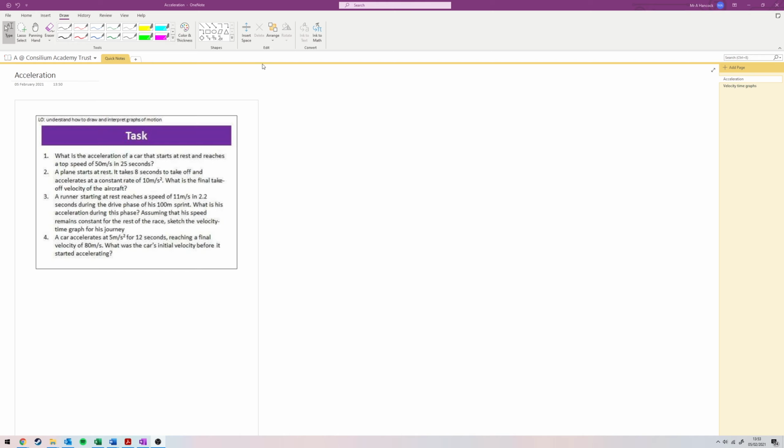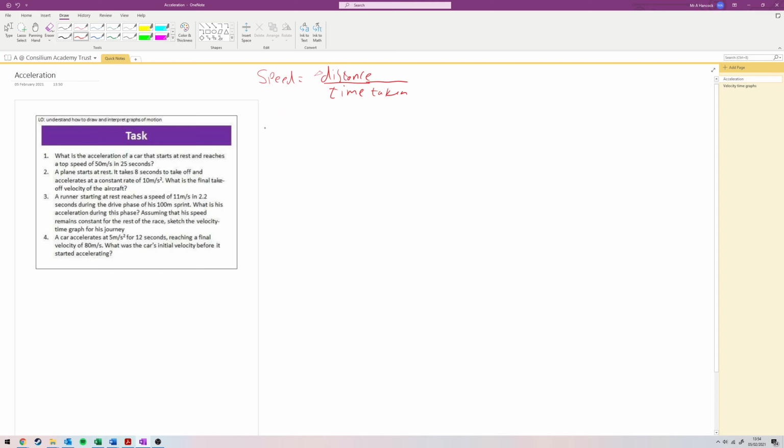So from last lesson we should remember that speed equals distance divided by the time taken. Now really, if I was writing this out properly, this is the change in distance. Here, this is the change in distance compared to how long you took.